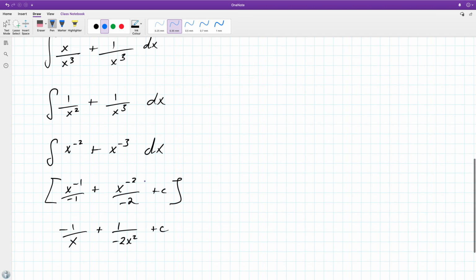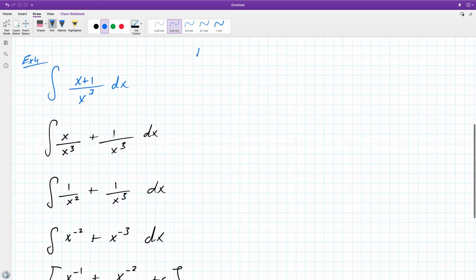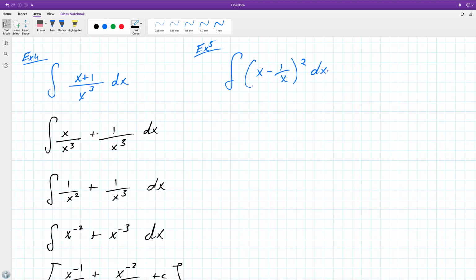Right, have a go at the last one of these before we move on to the definite integrals. As I said, it's more of a recap of what we did the week we finished off. The integration of x minus 1 over x squared dx. So, first things first, square that out before you start. You can do bracket bracket, or you can do square the first, twice the first by the second, plus square the last. Either way.